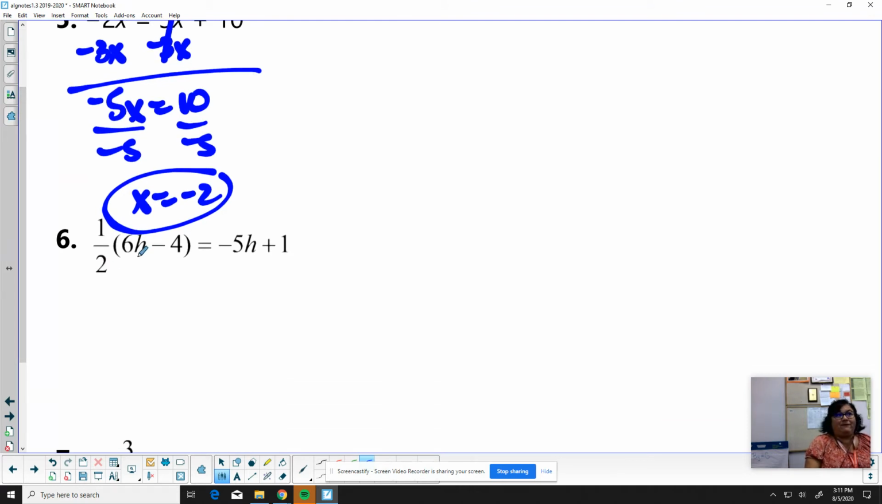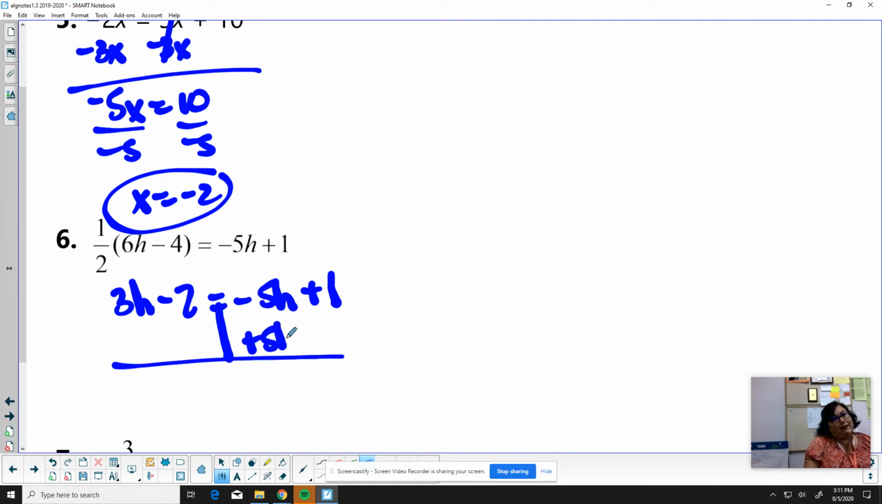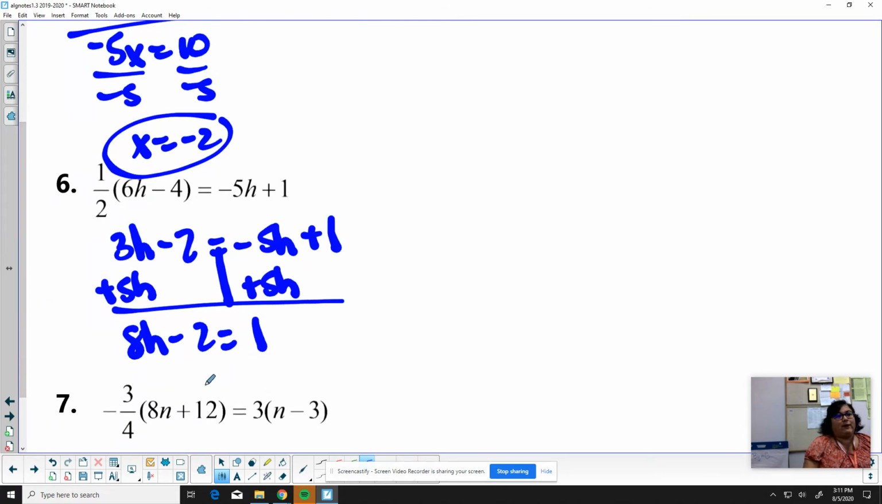And then 1/2 times 6h would be 3h. And 1/2 times negative 4 would be negative 2. And I'm just dropping this down. Okay, I'm going to take the smaller h to the bigger one. So I'm going to add 5h to both sides. So this is 8h minus 2, and it equals 1. This one's going to be a fraction.